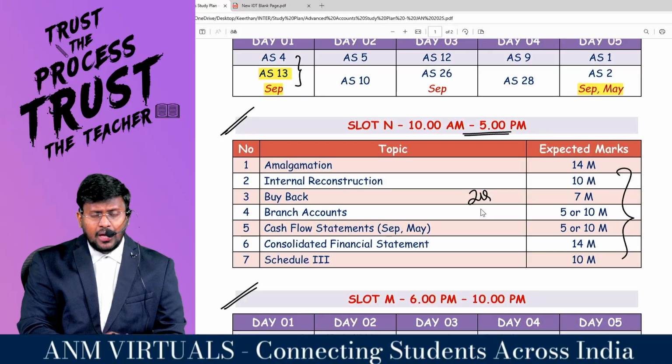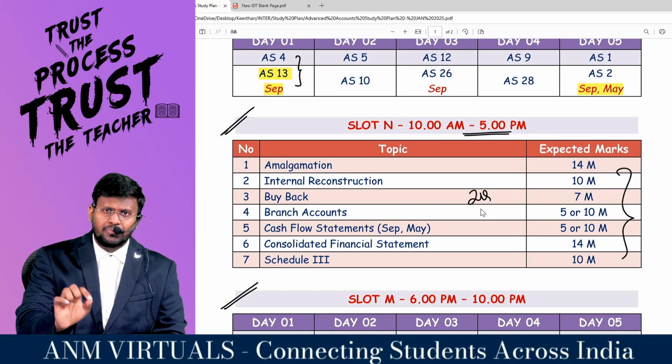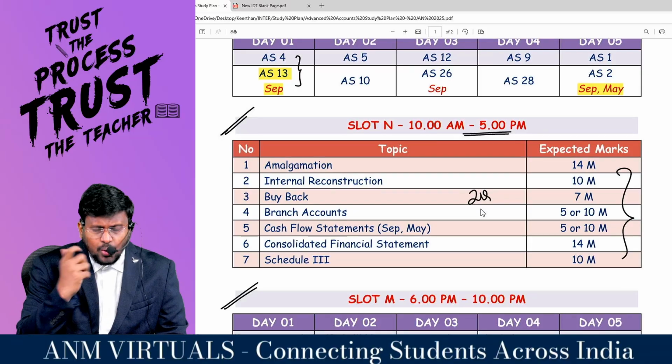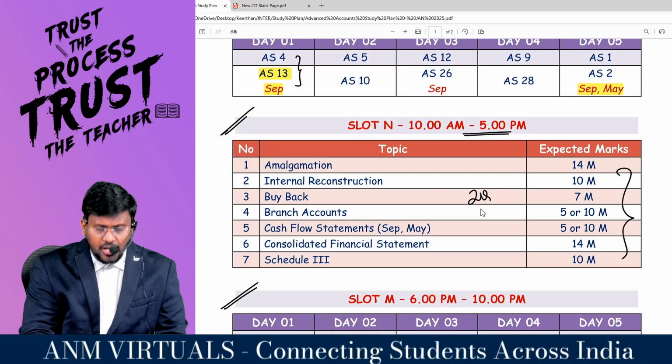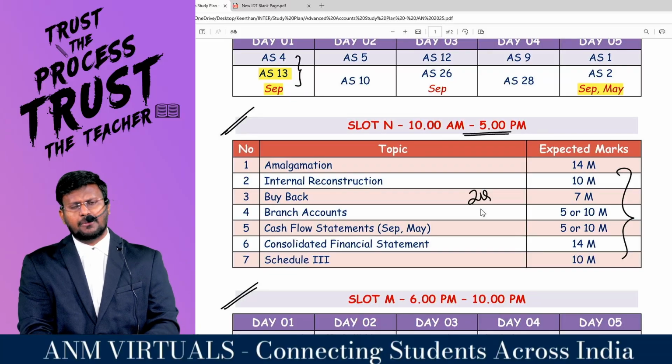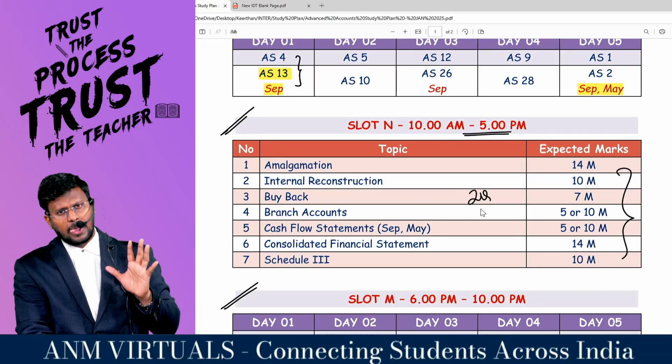Again 2 to 5. Another 1 question from amalgamation. Another 1 question from IR. Another 1 question from buyback. Another 1 question from branch. Cash flow statement. Consolidated financial statement. Schedule 3. And complete another examination from 2 to 5 o'clock.